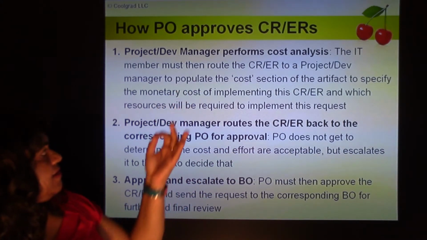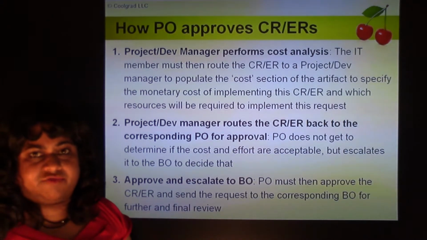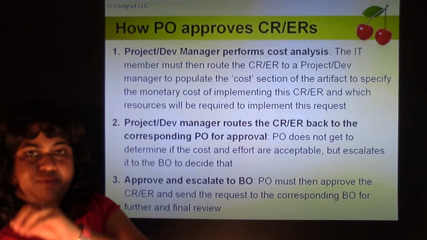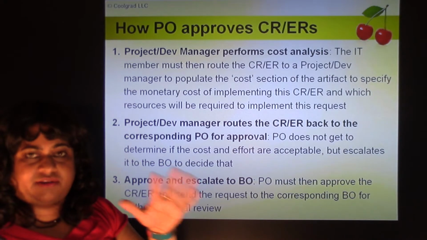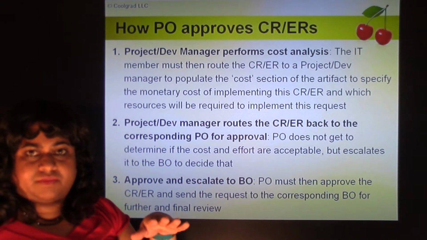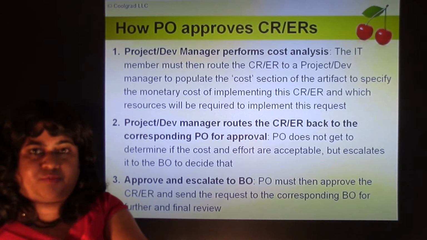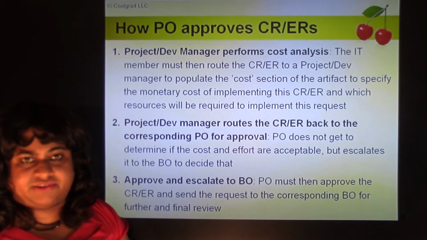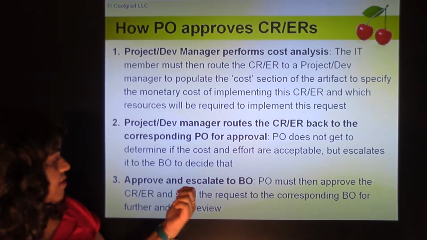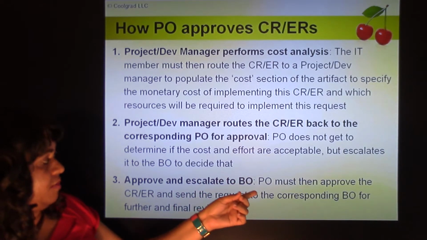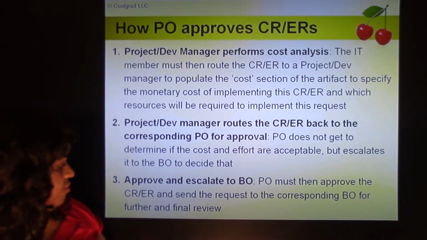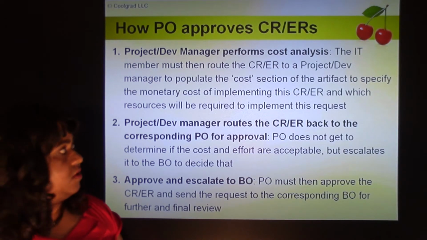So the cost analysis, the product owner might not be competent enough to do it. It might have to be done by the project manager. Even though the story is under the attention of the product owner, the project manager might come in there and put in the cost. So give a hot potato to the project manager, he comes in and puts in the cost details. And then the product owner may then approve it and then send it to the BO for final review.